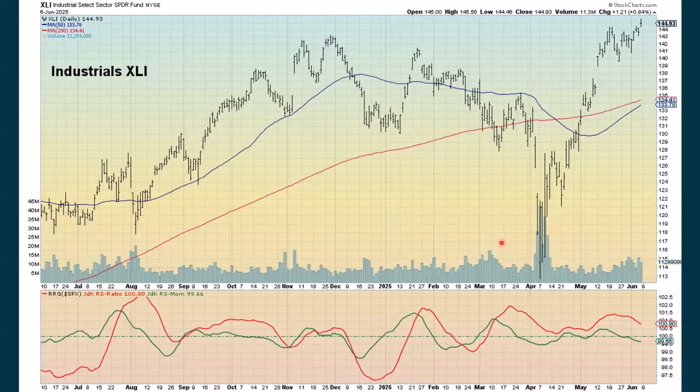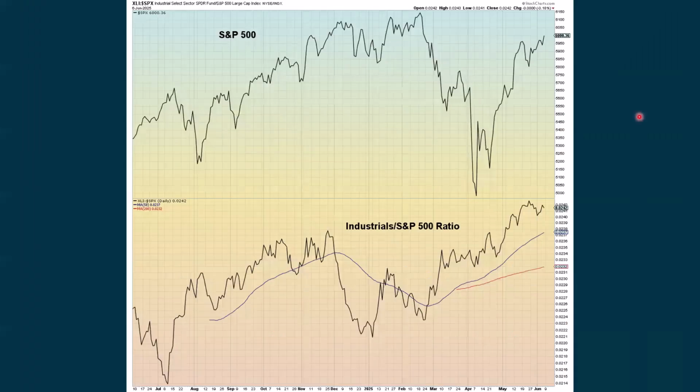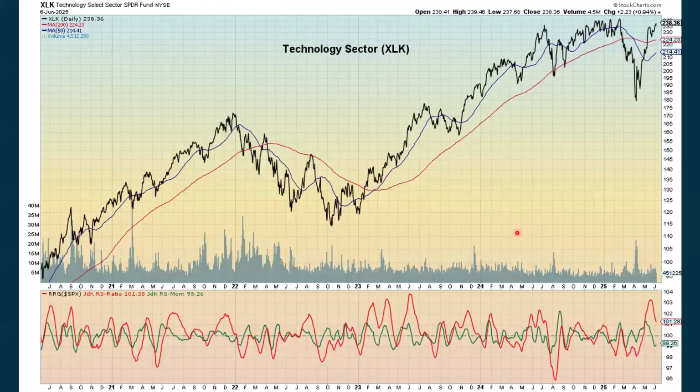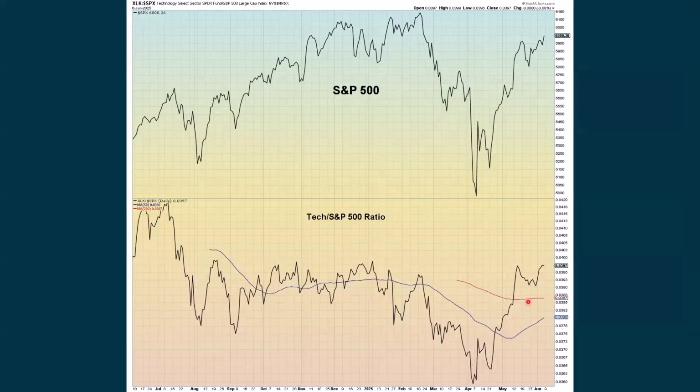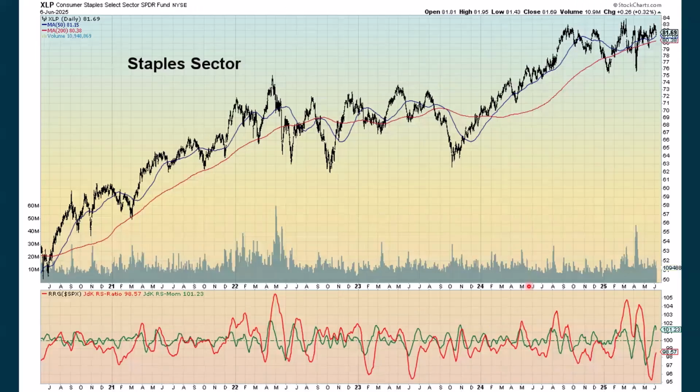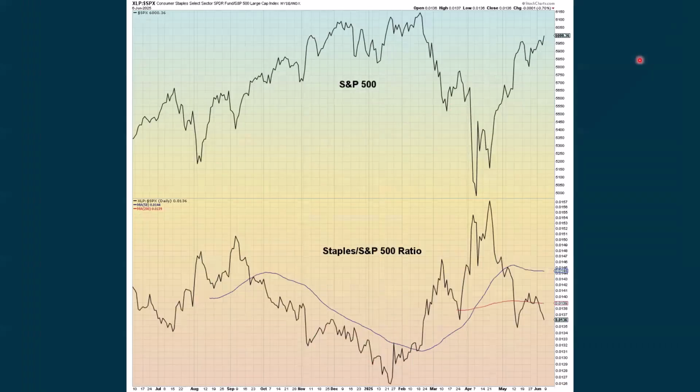Industrials, which tend to mirror more what's going on with the economy, really coming on strong here lately and just about ready to generate a golden cross and actually outperforming when we compare it to the S&P. The tech sector in a downtrend, but really improving here and above both moving averages. And it's in a downtrend, but it's above both the moving averages here with this ratio. Staples, which is toilet paper and toothpaste, tending to chop more or less sideways right now, but still in an uptrend. But now, even though they're in an uptrend, they're showing how they're underperforming the S&P.